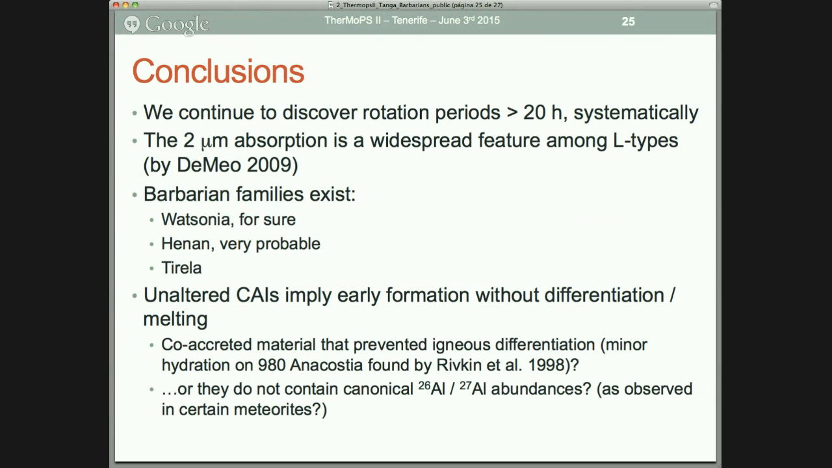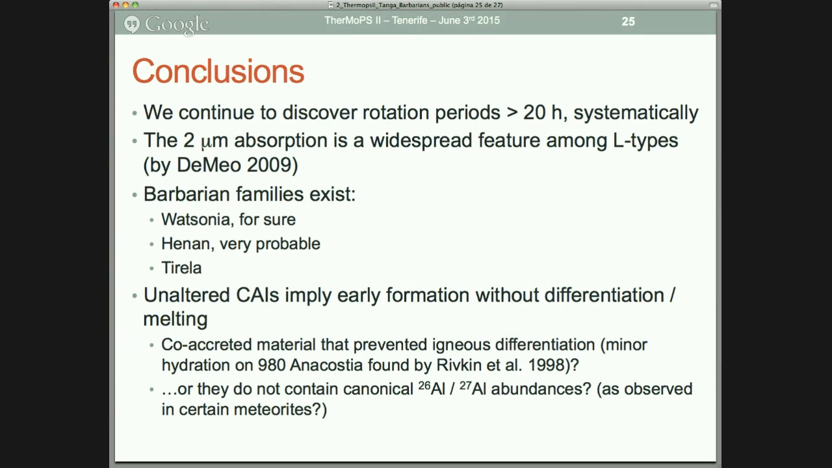The unaltered inclusions imply early formation without differentiation or melting. So how did it happen? Following the last models of asteroid formation, very early asteroid formation, if we believe in the gravitational instability, for example, with the fast accretion of large asteroids, then these could differentiate by incorporating a large amount of calcium aluminum inclusions. But still, maybe the incorporation of water could have prevented this differentiation.